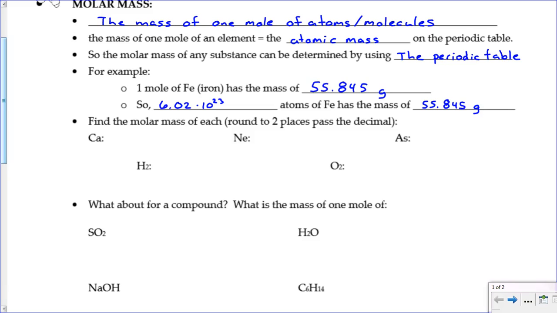What I want you to do here is look at these 5 things and try to estimate, rounding correctly to the 2nd decimal place, what the mass is for each of these. You might want to pause the video and do that, and I'll start off with the top 3. Calcium, if you round that correctly, you should get 40.08 grams. For neon, it's 20.18 grams. For arsenic, it's 74.92 grams.